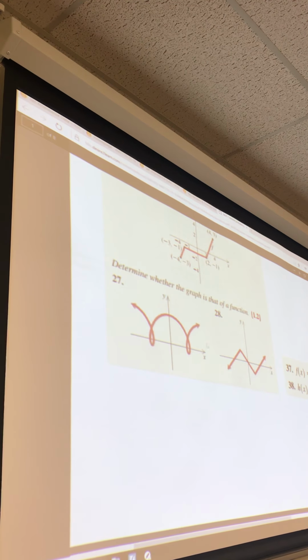All right, determine whether that graph is of a function. So what are we using on 27 and 28 to decide if it's a function? Vertical. Horizontals for what? One to one. So vertical line test. So 27, yes or no? No, right? Okay. 28, yes.